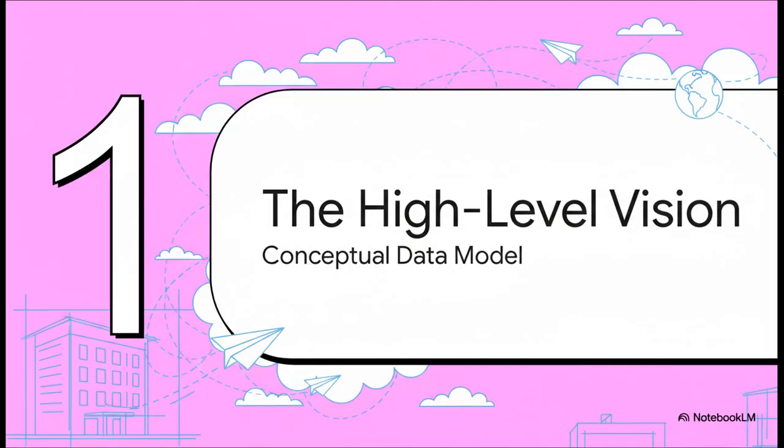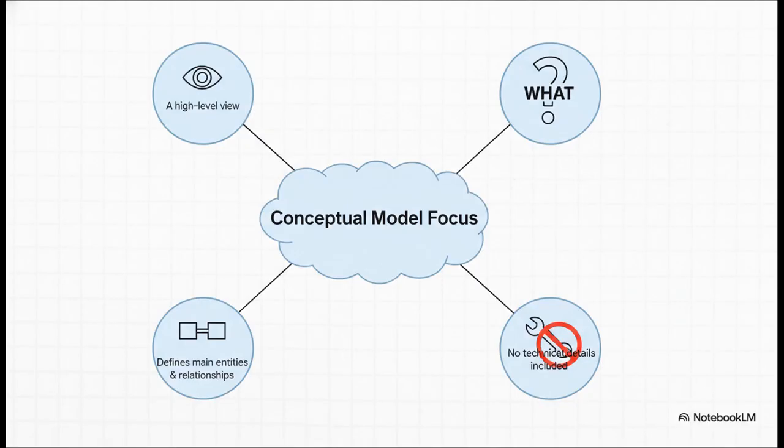All right, so where do we start? We start way up high, at like a 30,000-foot view. This is our high-level vision, and we call it the conceptual data model. This is kind of like the first rough sketch an architect scribbles on a napkin to show you the basic idea of the house. The whole point of the conceptual model is to focus on the what, not the how. It's all about the big picture. We're just identifying the main things we need to keep track of. We call these entities and how they're all connected. And you'll notice there are zero technical details here. No code, no servers, nothing. It's purely about understanding the business requirements.